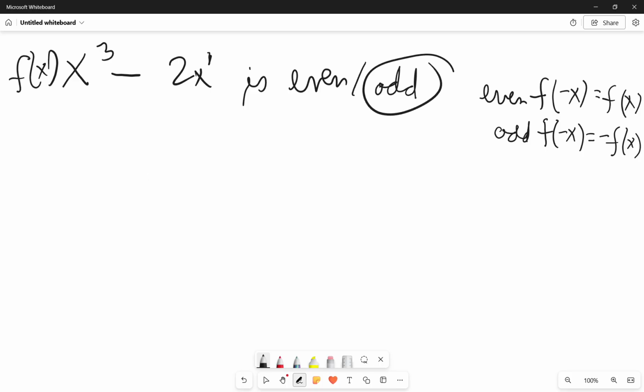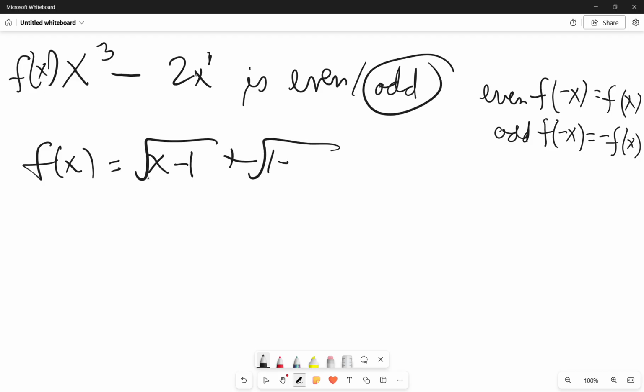Okay, so now let's get to a little challenging problem. So let's say f of x equals the square root of x minus 1 plus the square root of 1 minus x. So this looks really unique because there are square roots and x minus 1 and 1 minus x. But it's a little abstract, but it's not that hard.